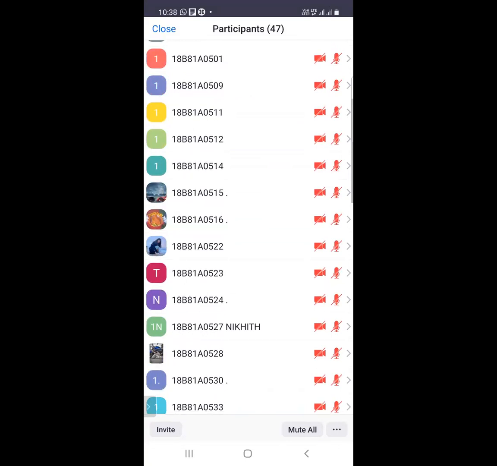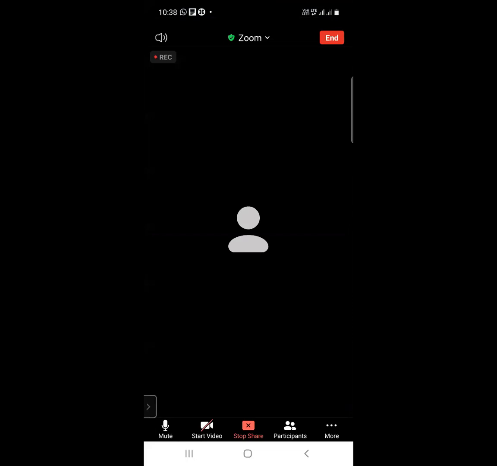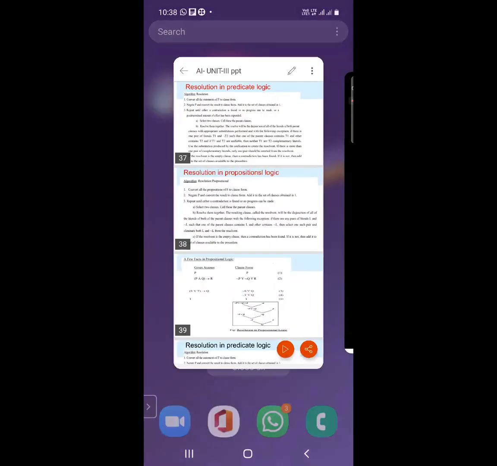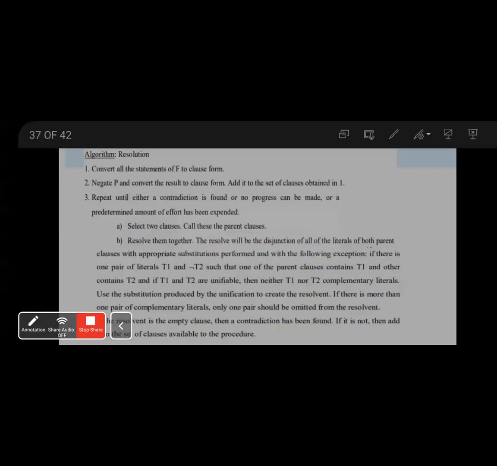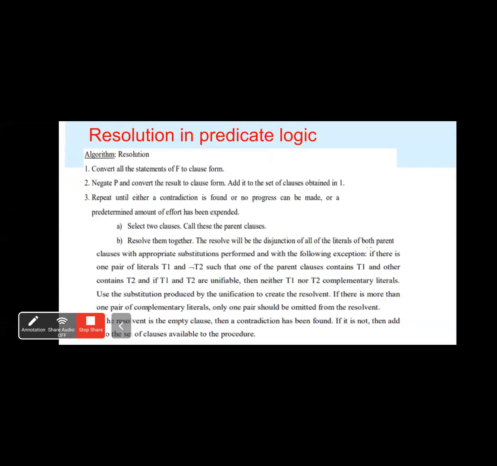During resolution, we need to identify two clauses, one with a positive atom P and the other with a negative atom not P, for the application of the resolution rule.